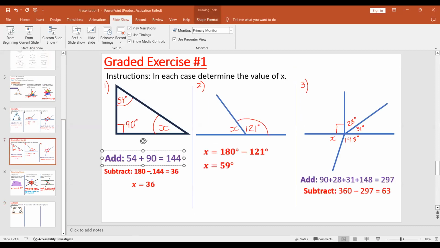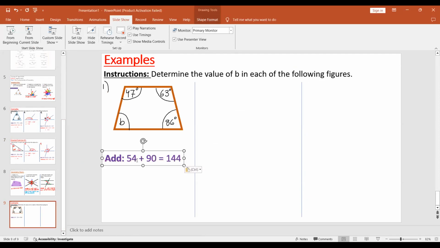So the first step is to add. Let's add all those numbers together. So we have 47, 63, 106, and 86, I got 196. 196 too. So if we add 47 plus 63 plus 86, we get 196. Did anyone else get 196? If you got 196, you're right.